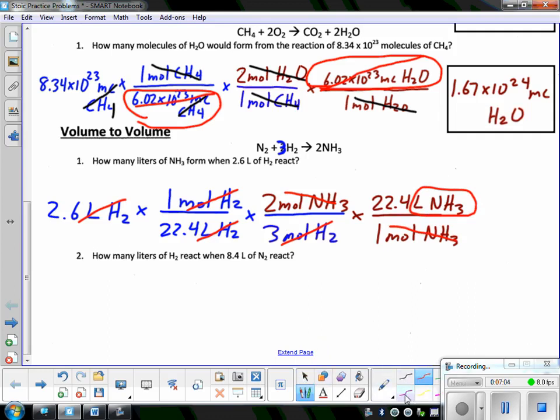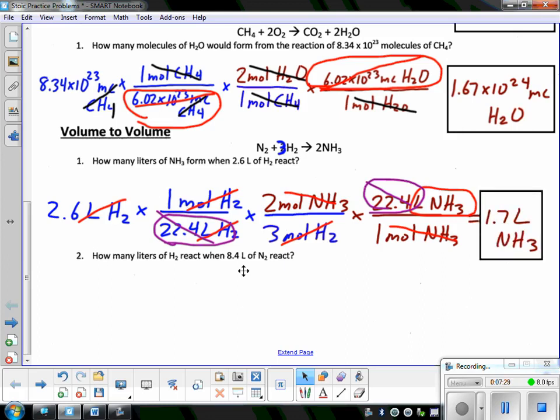Again, you might notice here that this volume and this volume could really cancel out, and so if you wanted to, in your calculator, you could hit 2.6 times 2 divided by 3, and that would be it. You'd get your answer. But again, you must write out all of this on a quiz or a test or a homework assignment that you turn in. And if you're not sure if these things cancel out or not, then put it all in your calculator: 2.6 divided by 22.4, then multiply by 2, divide by 3, and then multiply by 22.4 again.